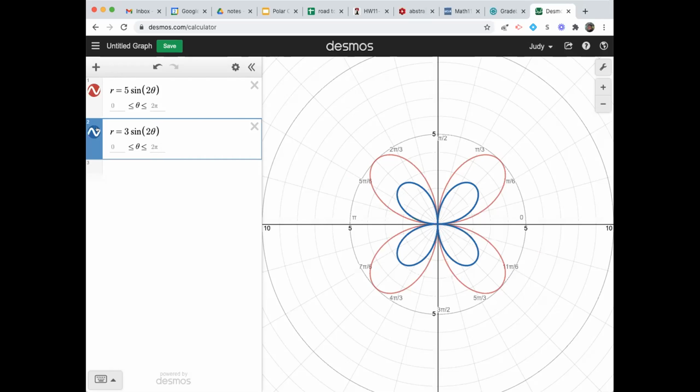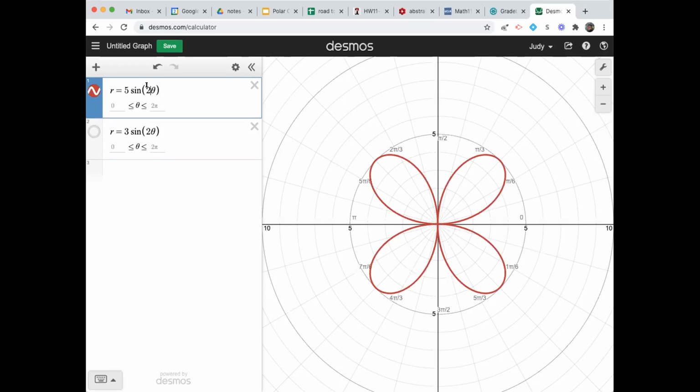Now, let me just hide this one for a moment. If we look at just the red one, this number in here was 2. How many petals are there? There are 4 petals. Okay. Let's see. If I put in a 4 here, instead of 2 theta, I have 4 theta. How many petals do you think there will be?